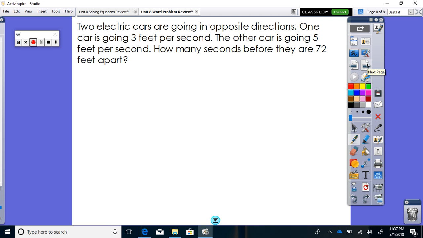Two electric cars are going in opposite directions. One car is going 3 feet per second, the other car is going 5 feet per second. How many seconds before they are 72 feet apart? So this one looks similar to my rate problems again. I have one car going 3 feet per second and another car going 5 feet per second. So these are rates, and that's why it stands out to me as a rate problem. Then I want to know, what's the question asking me? It's asking how many seconds before they are 72 feet apart.